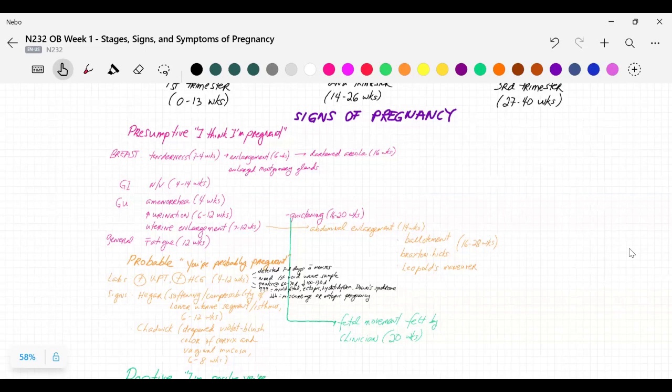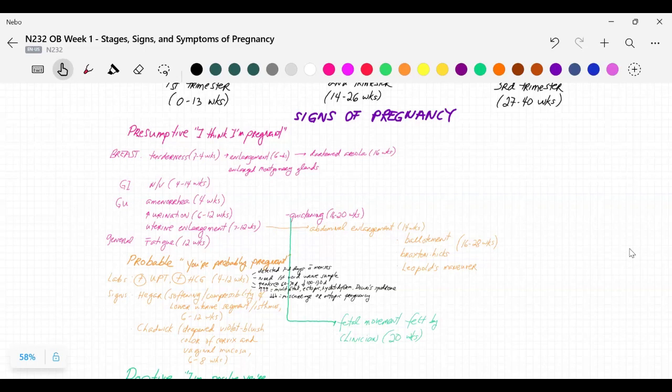Braxton Hicks usually you feel in the front, in the abdomen. True labor pains, they begin from the back. From like your lumbar area, and then they spread all the way to the front. So it's much more painful. Good question. Anything else?